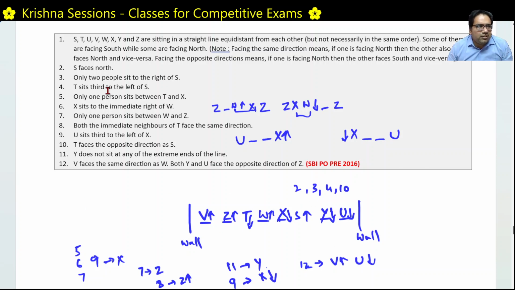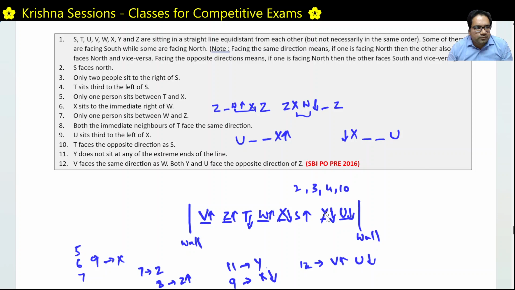After that, we had taken T and X, two persons sitting between T and one person sitting between T and X. X is immediately towards the right of W, and then W and Z, and then U and X. All these four conditions, 5, 6, 7, and 9, we have taken together at a shot to derive where exactly W, Z, X, and U can sit. Because all four conditions have to be satisfied, they have to be taken together. Initially there were two slots available for X, either here or here. Then, as per these conditions, we were able to derive X, W, Z, and U.